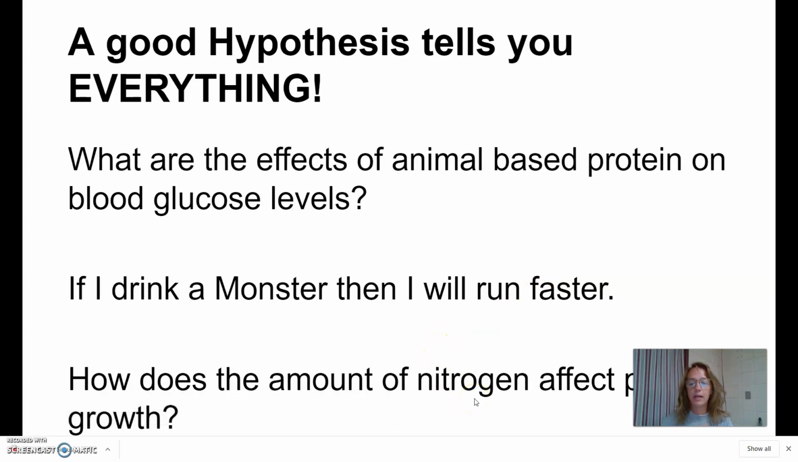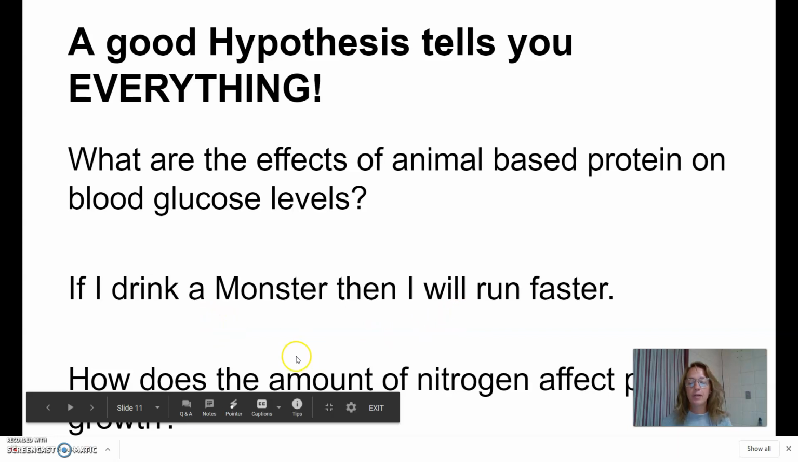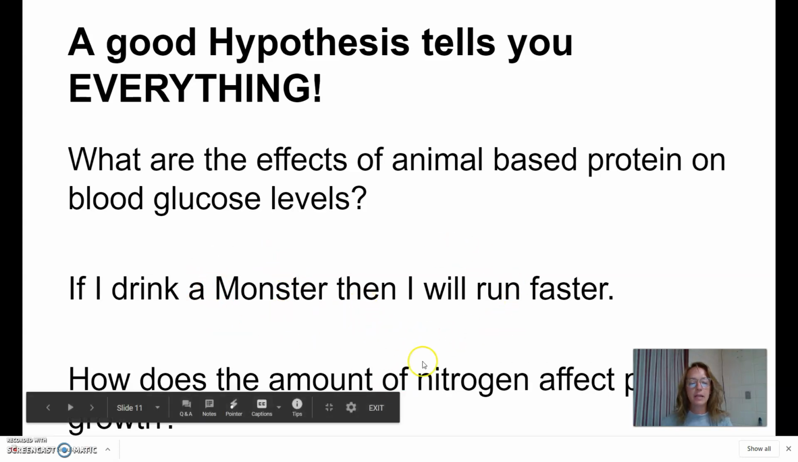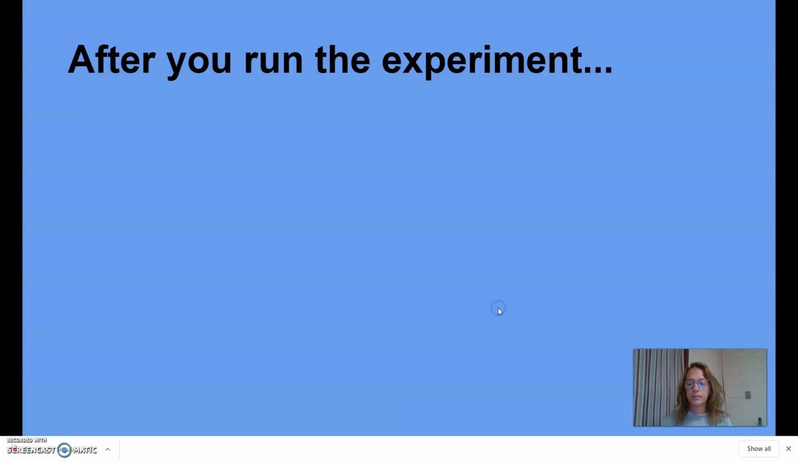It's not if then. How does the amount of nitrogen affect plant growth? What is my problem? How does a plant grow taller? What's my independent variable? If I add varying amounts of nitrogen, then the height of my plant or the growth of my plant will be affected. So you don't have to have an if then, but if thens are super easy to pull apart. If independent variable, then data, track erase.